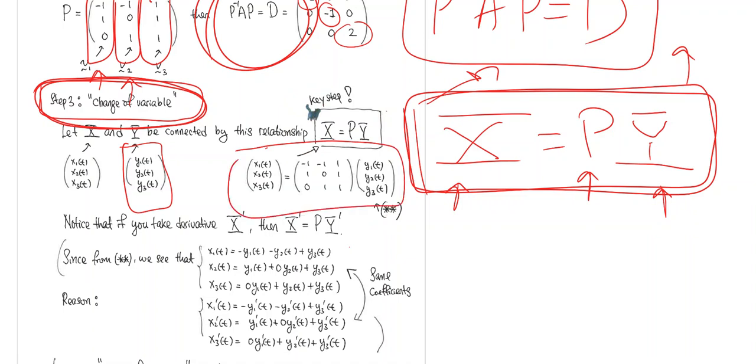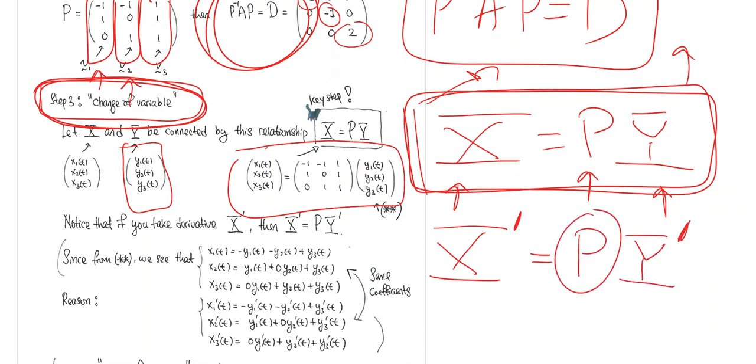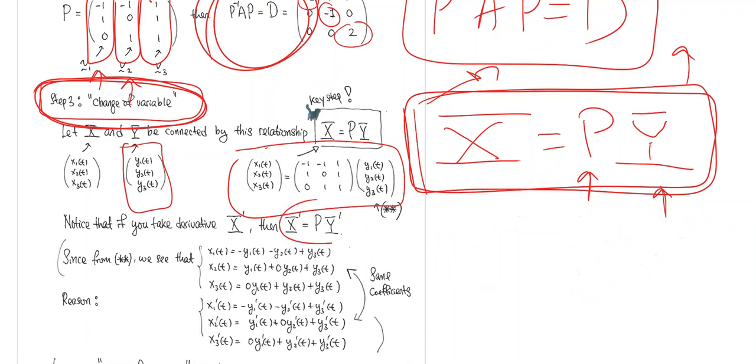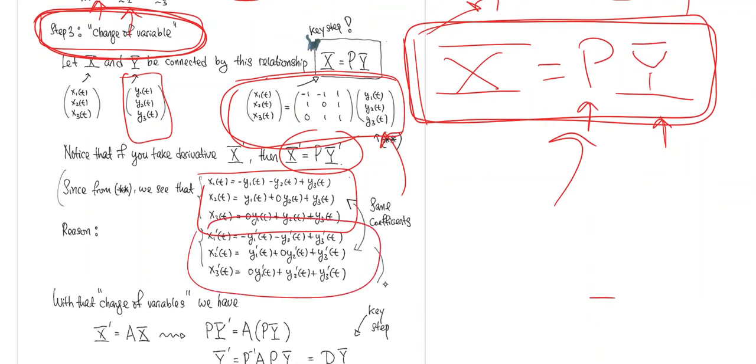So if you take the derivative, you will see that the derivative of this is the same as P times the derivative of this. Okay, P is just like a constant, a constant matrix. So you would not have to take the derivative with respect to t for the matrix P. If you are not clear why this is true, you can also just write everything out from this matrix, multiply everything out, you will get this. And then you take the derivative, and you write it back in matrix form, you will see that your x prime will be equal to P y prime.